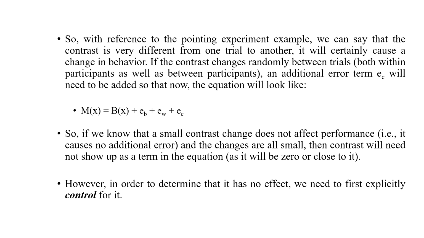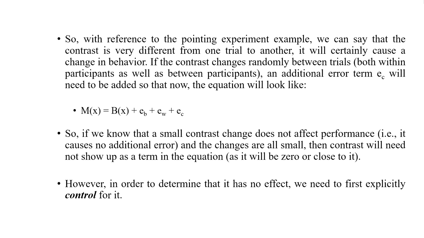Okay. So, with reference to the pointing example, remember we had this bullseye where the participant is coming and touching the center of the target. Let us say contrast is different from one trial to the other. In one trial there is a 100% contrast, and in the other trial there is a 50% contrast. Now, this change of contrast in trial number 1 and trial number 2 will cause some additional error, and let us say that error is represented in this E of C, the third error term in this equation.